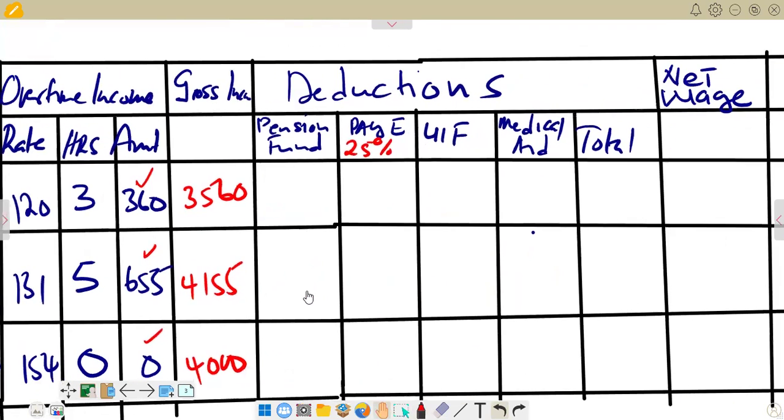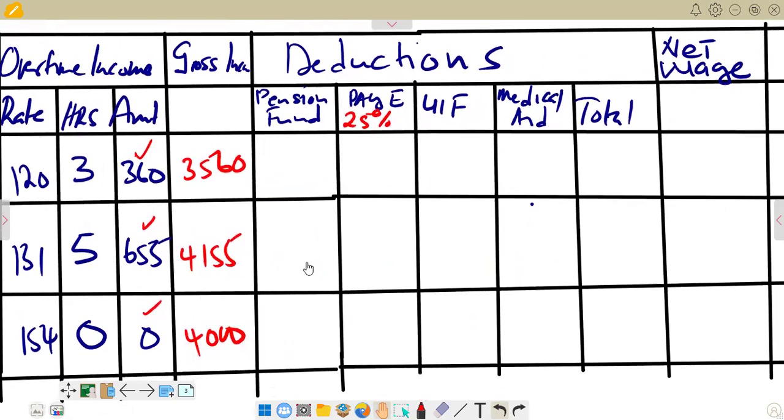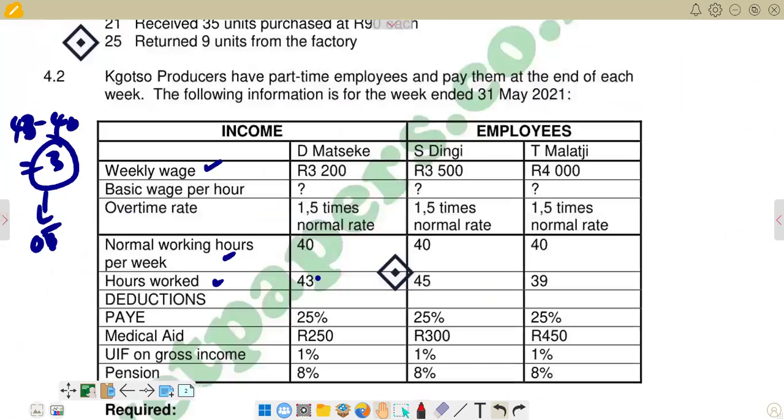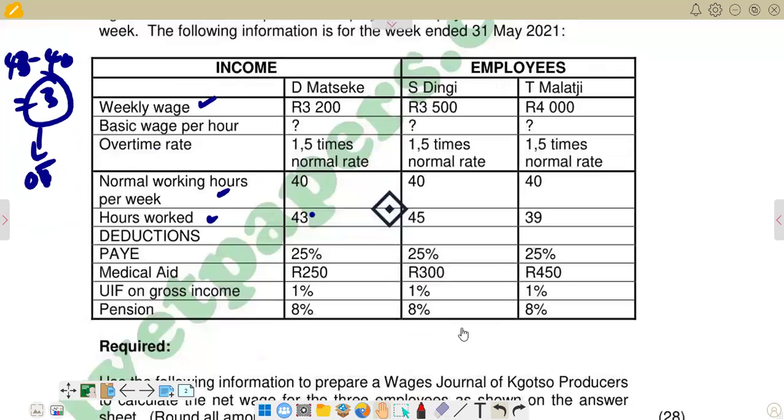So the first deduction that we're going to calculate is pension fund. We go to the instruction in the question in terms of calculation of pension funds. We are seeing that pension fund is here, it's saying 8%, and this 8% is of normal. So when we are calculating pension fund, we take the percentage that you are given, then you calculate it on the normal income.